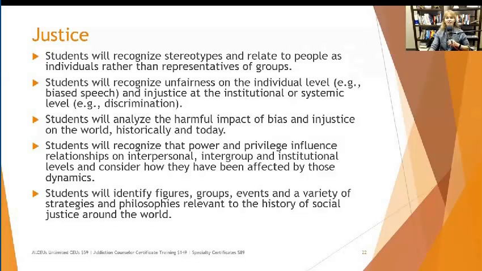Students will identify figures, groups, and events and a variety of strategies and philosophies relevant to the history of social justice around the world. So who are the people who have stood up for justice? You know, when women got the right to vote, when Martin Luther King. We want to look at some of those people, but also look at some of the less celebrated figures and have them point out people in your community who have fought for social justice and equal rights for all.